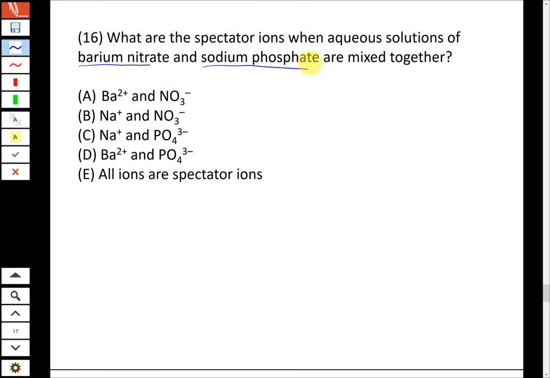All right, so what we're going to have is barium nitrate. So barium is 2+, as it's said in the answer choices. And then nitrate is going to be NO3-. So the first reactant is Ba(NO3)2. We don't necessarily have to balance the equation, but we will here just for completeness. And then sodium phosphate, so it's going to be sodium plus with phosphate, which is PO4 3-.